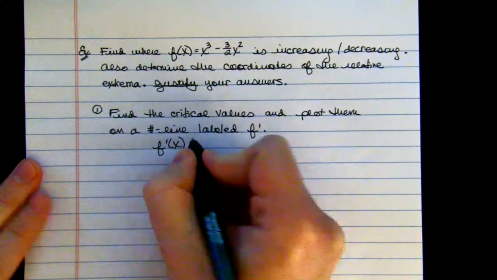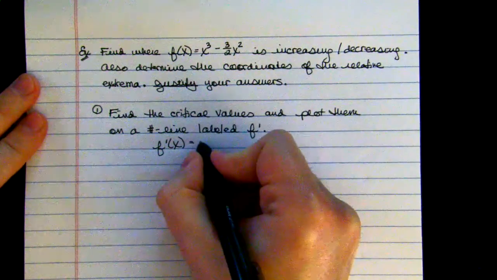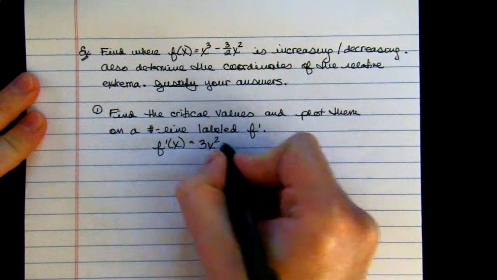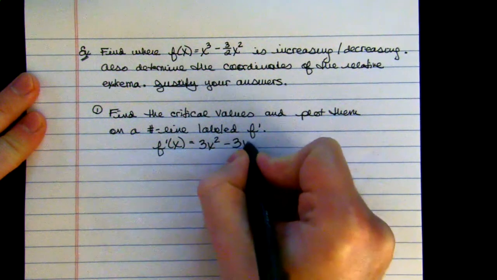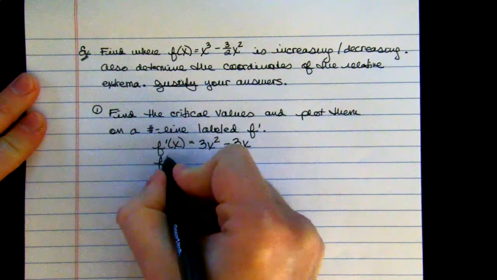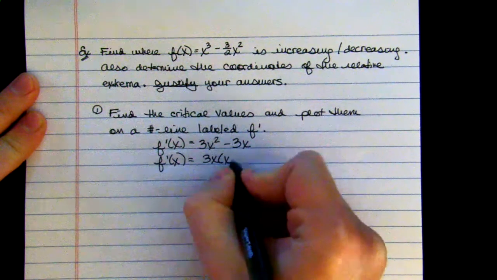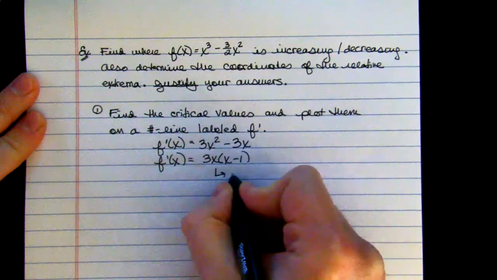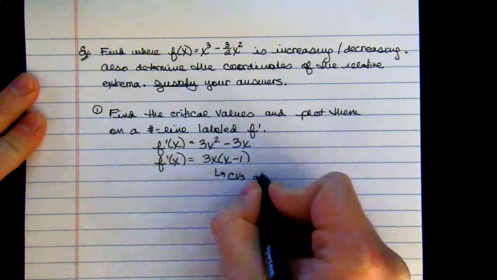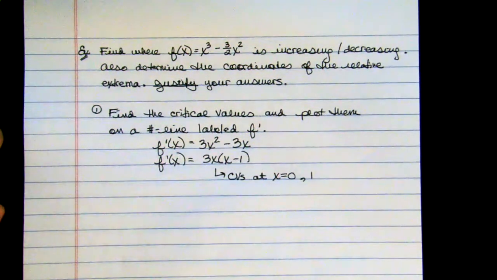Well, how about you take a moment, go find your derivative, go find your critical values and send those into Edpuzzle. F prime of x is going to equal 3x squared minus 3x, 3/2 times 2 gives you minus 3x. I'm going to do some factoring. Let's see, 3x times x minus 1, and it looks to me like I have critical values at x equals 0 and at x equals 1.